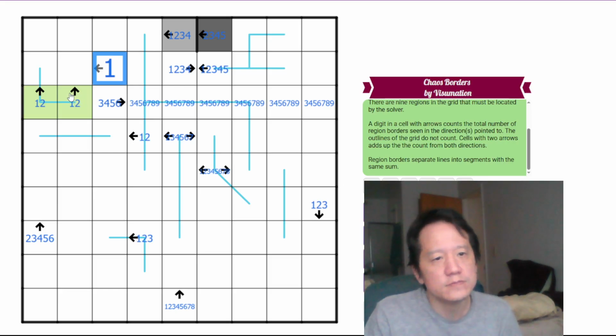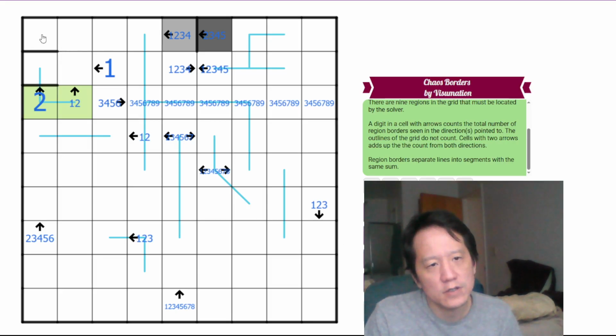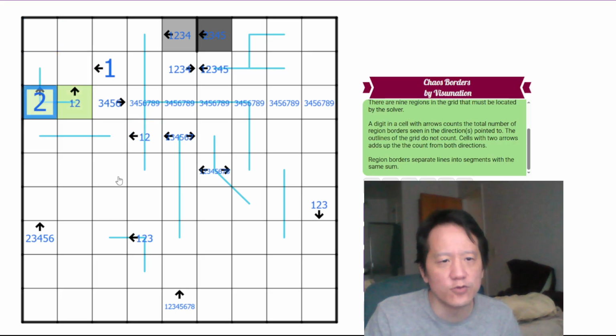If this were 2, we would have to have boundary here. This would be 1 then. This would have to be a boundary here. This would have to go this way. And the problem, okay, so this would be 1. This would have to be boundary here. That means pink would have to go this way, but then this boundary 2 would not work. So this can never be boundary 2.